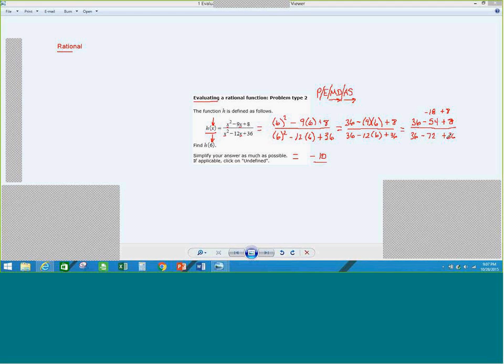In our denominator, there's a little bit of commutative property here. I can see I have 2 positive 36s. Well, 36 plus 36 is 72, and I have 72 to subtract. So 72 minus 72, that's just nothing. It's 0.